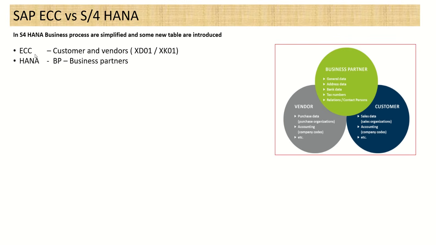In ECC we have separate transaction codes for customers and vendors, whereas in HANA there is a single code called BP, business partner. Whether it is a customer, vendor, organization, or employee, for all we need to create a business partner. There are some default types like general data, address, etc. To the business partner, we can assign a customer role, a vendor role, or any other role based on the requirement. But by default, here we need to create the business partner.